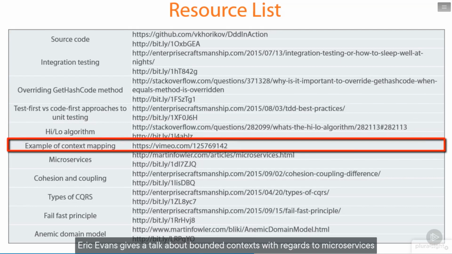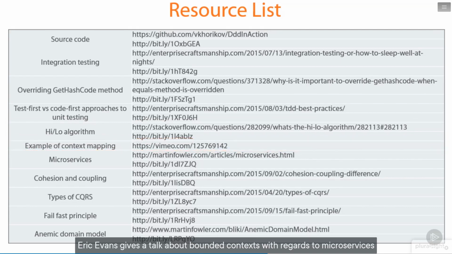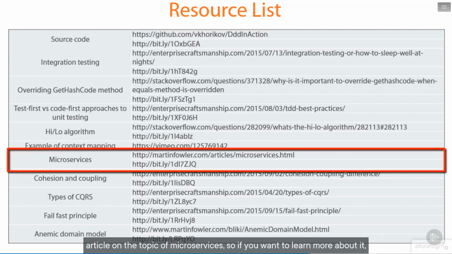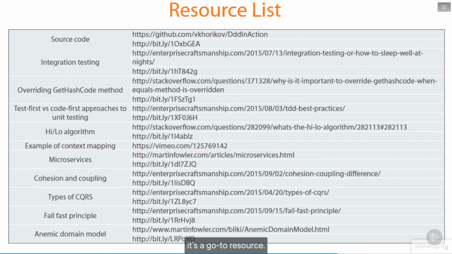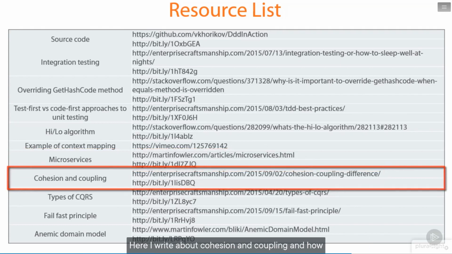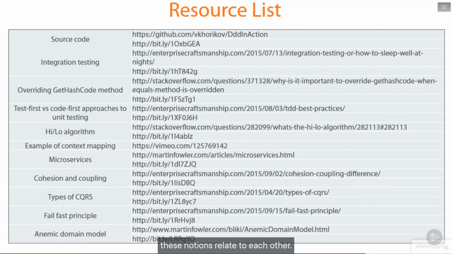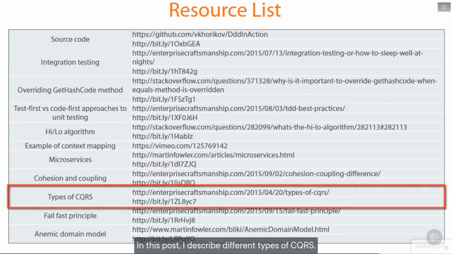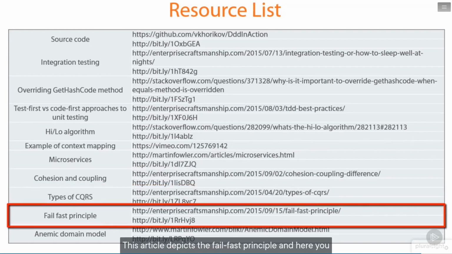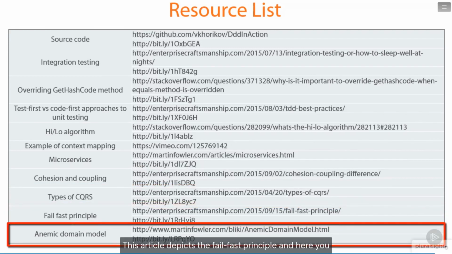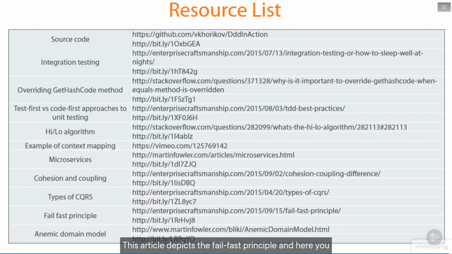In this video, Eric Evans gives a talk about bounded contexts with regard to microservices and also provides a good example of what context mapping is. Martin Fowler and James Lewis have written a great article on the topic of microservices, so if you want to learn more about it, it's a go-to resource. Here I write about cohesion and coupling and how these notions relate to each other. In this post, I describe different types of CQRS. The use of DTOs you saw in the previous modules essentially goes under the first type of it. This article depicts the fail-fast principle, and here you can read more about anemic domain model.